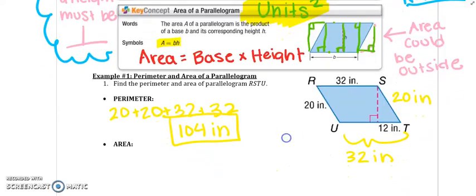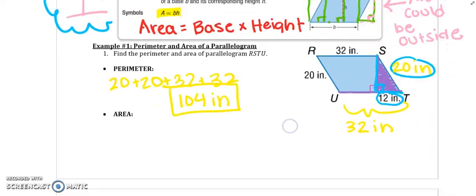Okay, for area, we need base times height. Well, we have our base, 32. We need our height, okay? But if you look right here, you can see this is a right triangle. And we know this part is 12. We know this side is 20. So if we can do Pythagorean theorem to find that side, we have our height.